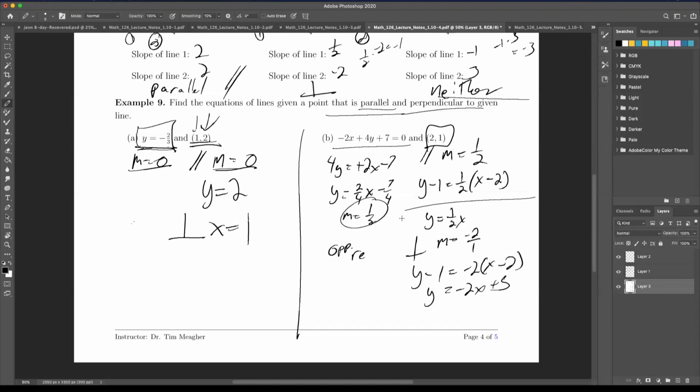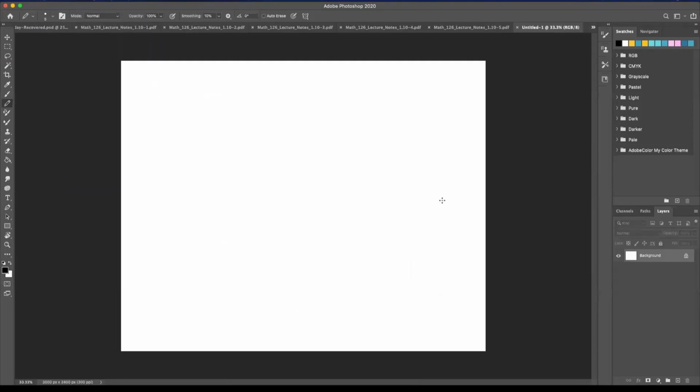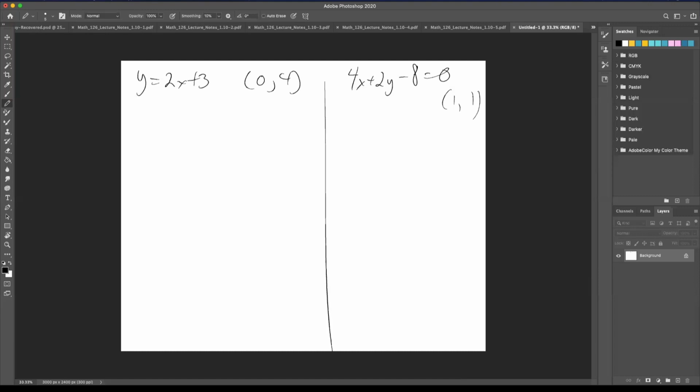So okay, let me open up a new file. Let me just make another example real quick. Let's do a simpler example. Actually, no, let's keep it complicated. And then let's do a little bit more complicated one since we have time. So we'll have 4x plus 2y equals 0, and then we're going to go to the point 1, 1. All right, so let's find the parallel and perpendicular for these two.